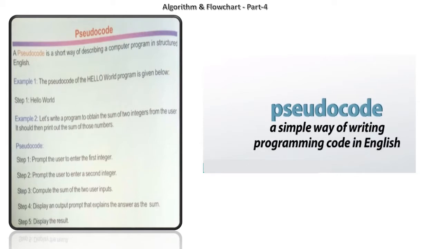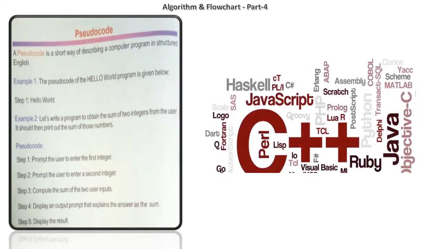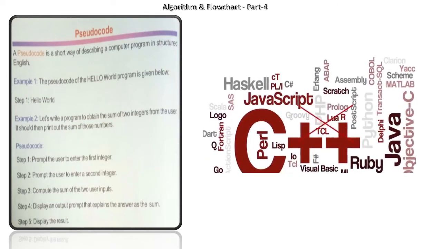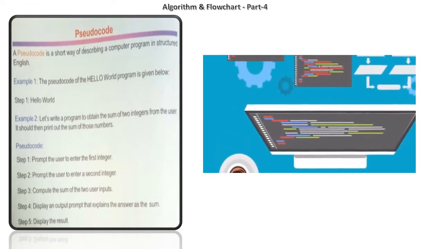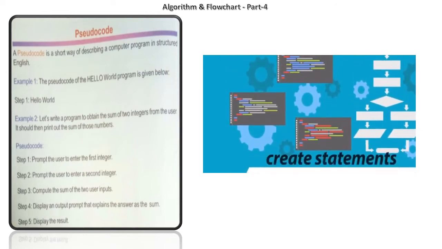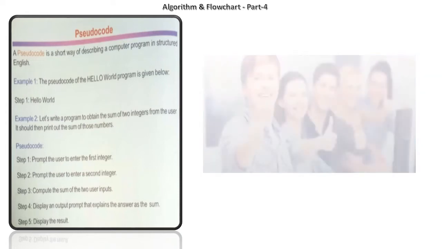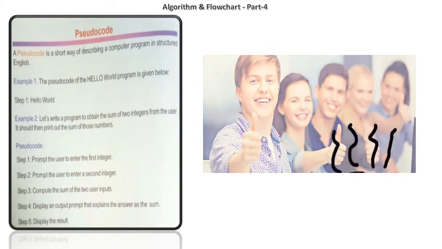Pseudocode. A pseudocode is a short way of describing a computer program in structured English. Describing a computer program in structured English is called pseudocode. Understood?